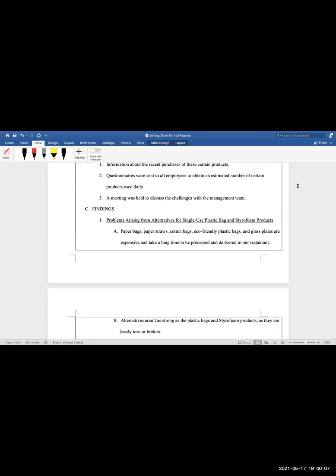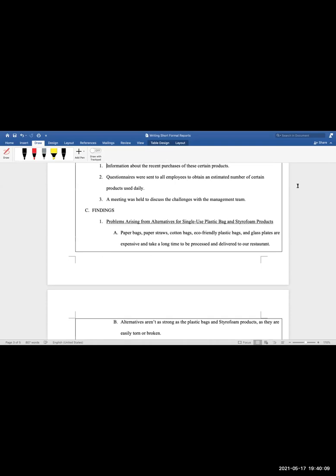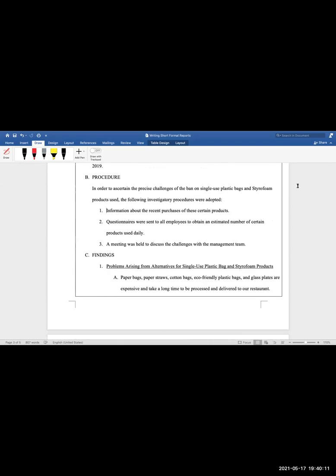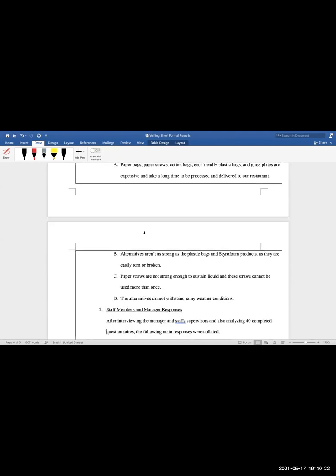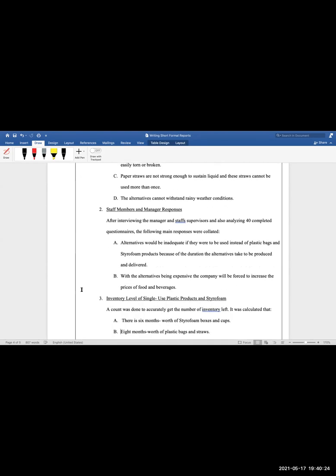All right, some of the findings. So I found her procedure very wanting. But what I liked about the findings though, remember I told you that for the findings, you're supposed to have a main heading and then you have your sub headings, at least 2 to 3. But for findings, she has 1, 2, 3 points and at least 2 sub points under.